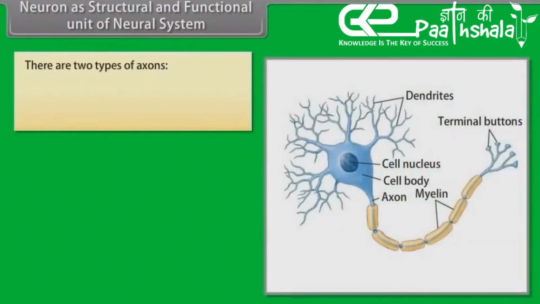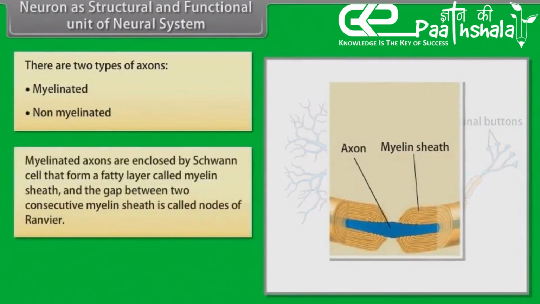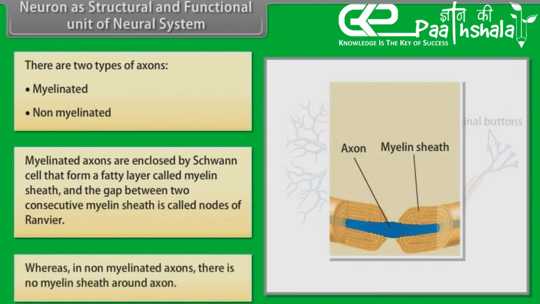There are two types of axons: myelinated and non-myelinated. Myelinated axons are enclosed by Schwann cells that form a fatty layer called myelin sheath and the gap between two consecutive myelin sheaths is called nodes of Ranvier. Whereas in non-myelinated axons, there is no myelin sheath around axon.